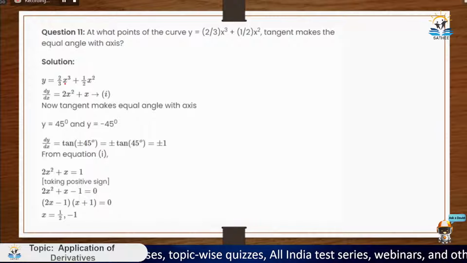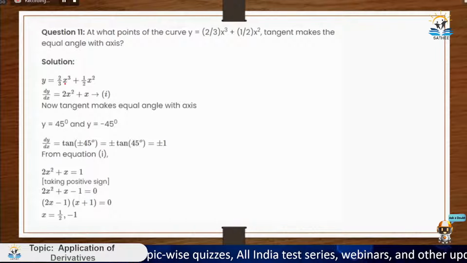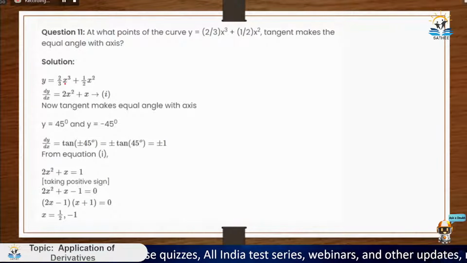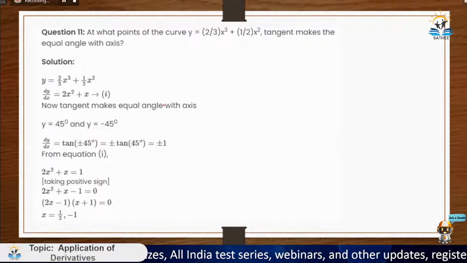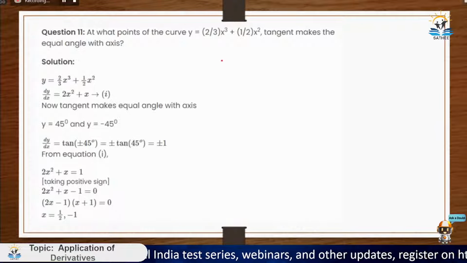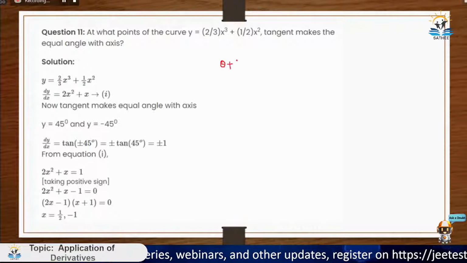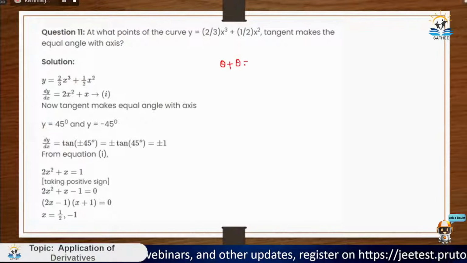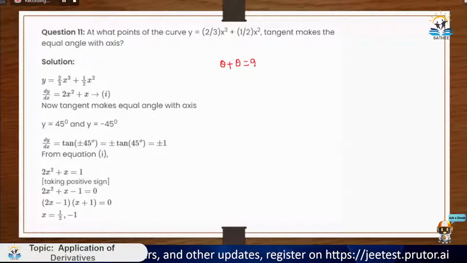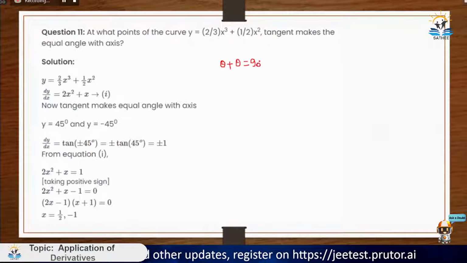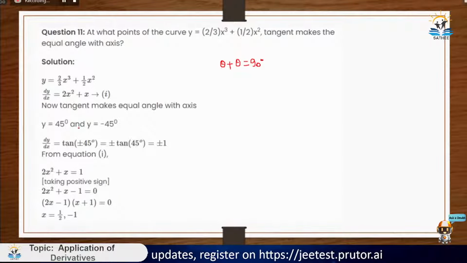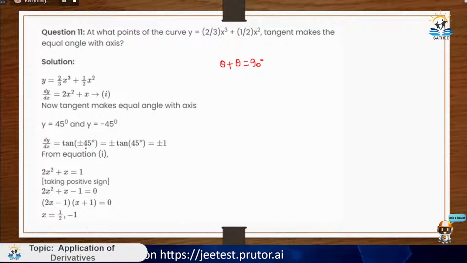This is my dy by dx, and since it is making equal angle with the axes, and the angle between the two axes is 90 degree, so the total angle is 90 degree. So it is making equal angle with both, so theta plus theta should be equal to 90 degree. So from here you get theta equal to 45 degree. Meaning it should make angle equal to 45 degree with both x and y axis. So what will dy by dx be? Tan 45, because that is making an angle of 45 degree with x axis.